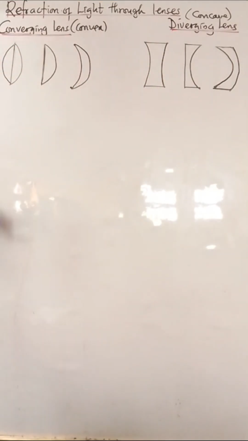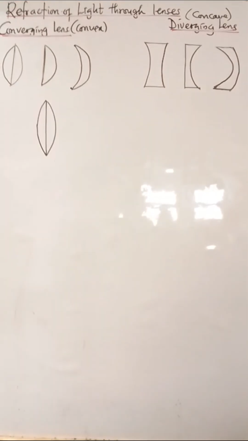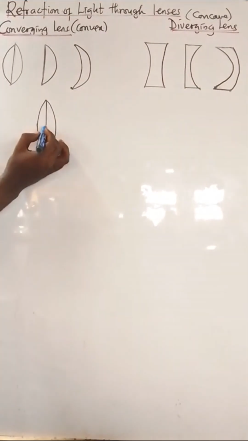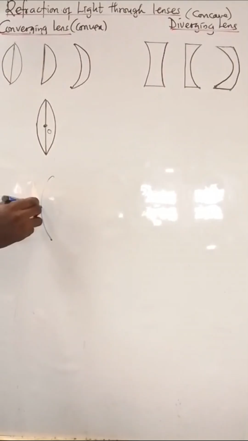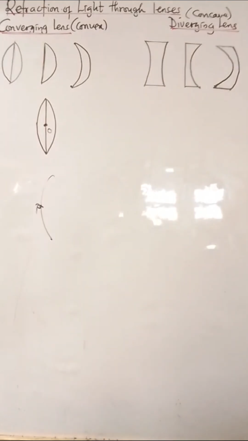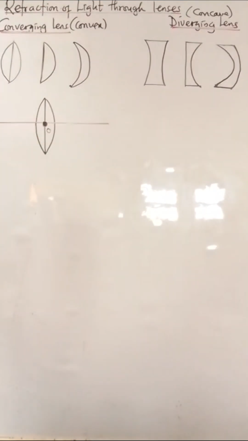So let's start with plano convex. The center of a lens is called the optical center, O. Unlike a mirror, where the center is called a pole, P, here the center is called the optical center. The straight horizontal line that passes through this center is called the principal axis, similar to that of a mirror. So this is the principal axis.